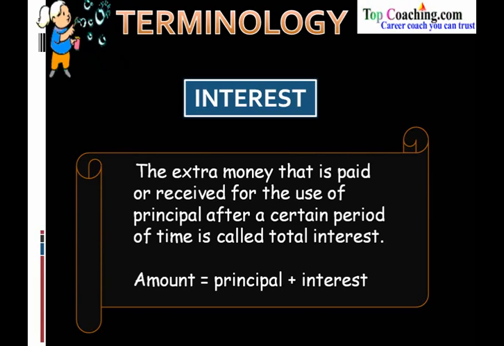For example, if I borrow a principal amount from my friend, then after some time I have to return back this principal amount plus the interest that is incurred for this entire period. So the total amount that my friend receives is the principal that he has lent plus the interest. So amount is always equal to principal plus interest. In a similar case, if I deposit principal amount with the bank, then after some time the bank will give me principal plus the interest, and so this entire money, the principal plus interest, is known as the total amount that I received from the bank.